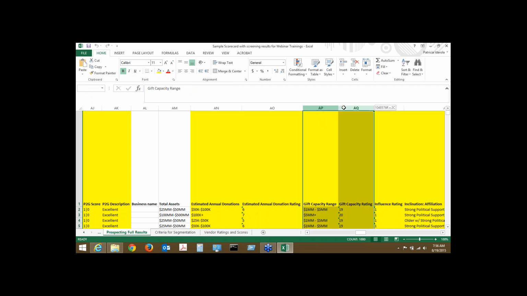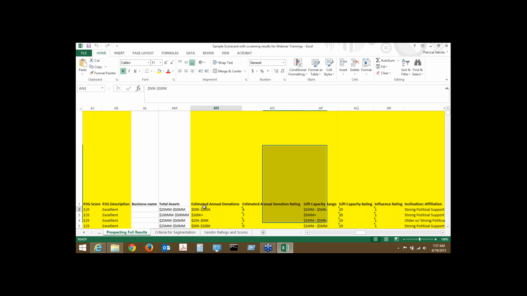The next score that you have in your file is gift capacity rating, and this is what a person can give over a 5-year period if you are their top charity of choice. You get 2 ratings. They mean the same thing. It's just for sorting purposes. You get a dollar range, and then you get the rating number that corresponds to it. So you have ratings 0 through 20, 0 meaning unable to rate, and 20 is 5 million plus. You have a tab in here called vendor ratings and scores, and that will break down these different ratings for you if you wanted to refer back to them. You do have that information.